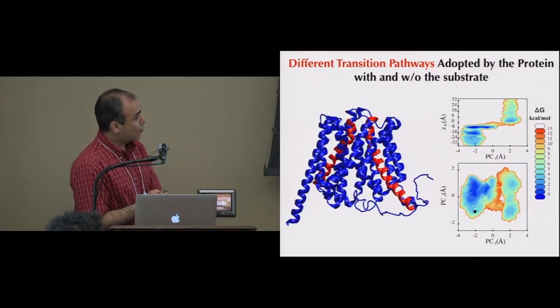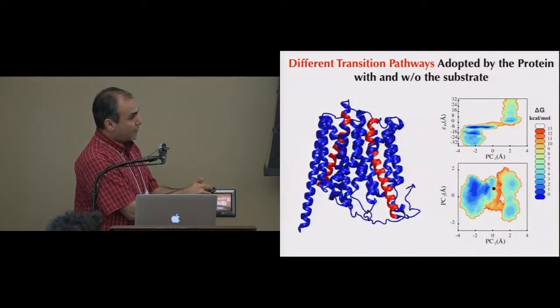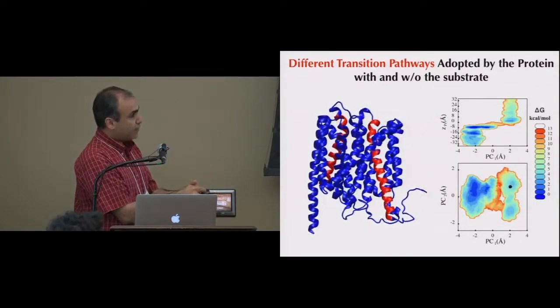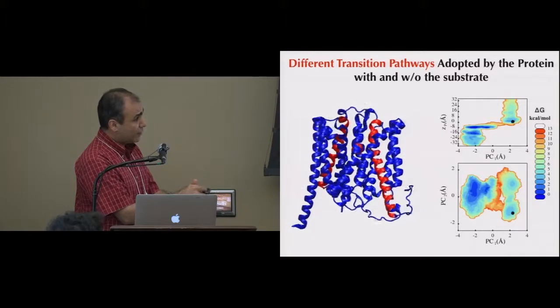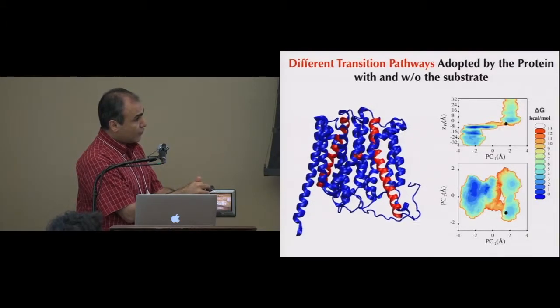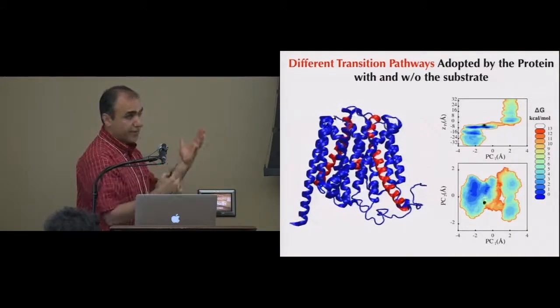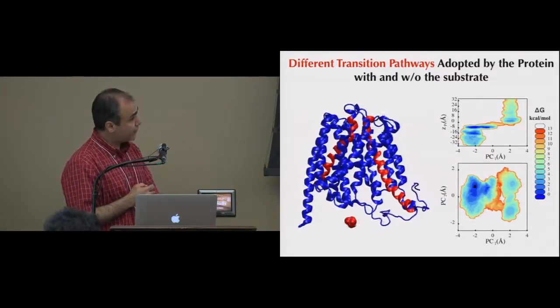That's just to show, very interestingly, that the transition between the bound state and unbound state, for the inward-facing state and outward-facing state, is different. You go like that to the other state, and you come back through a different pathway. So there are two different pathways involved in the presence of the substrate and in the absence of the substrate.